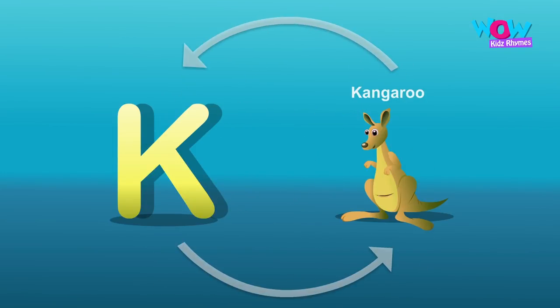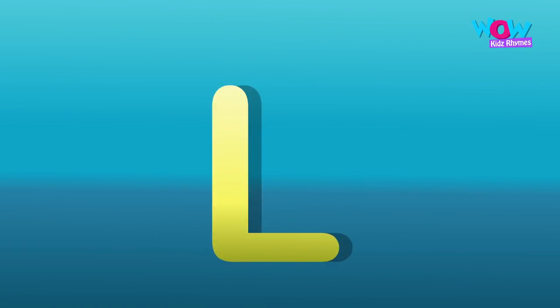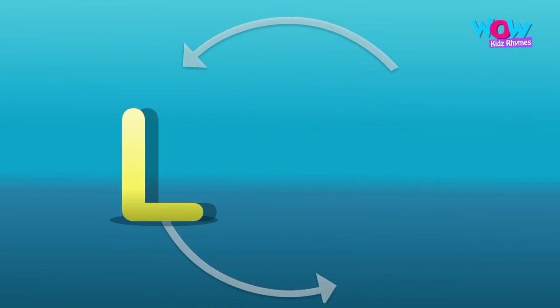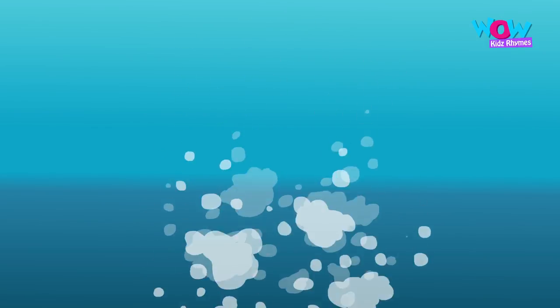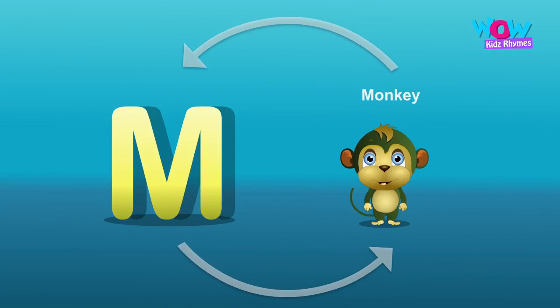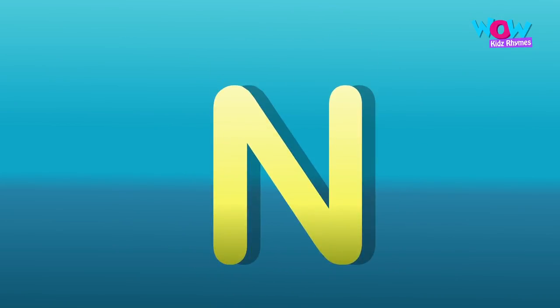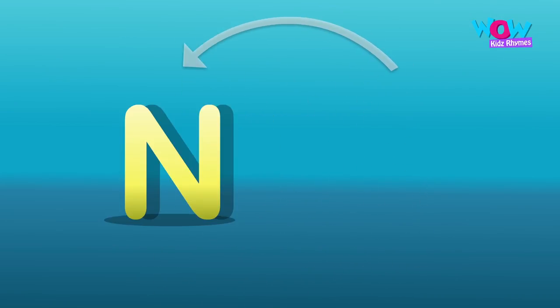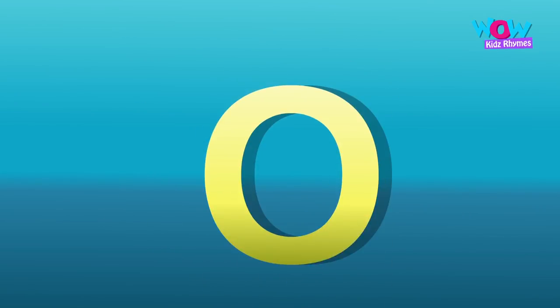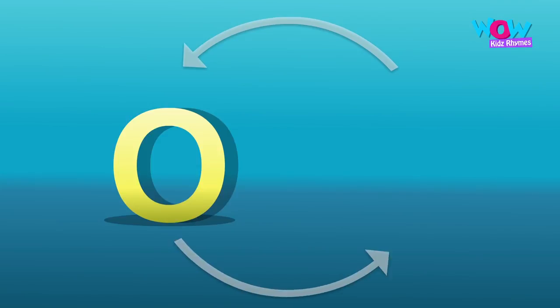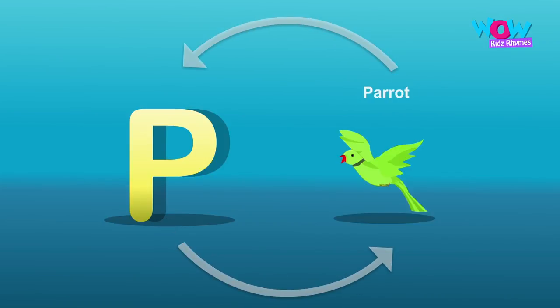K. K for kangaroo. L. L for lion. M. M for monkey. N. N for nest. O. O for octopus. P. P for parrot.